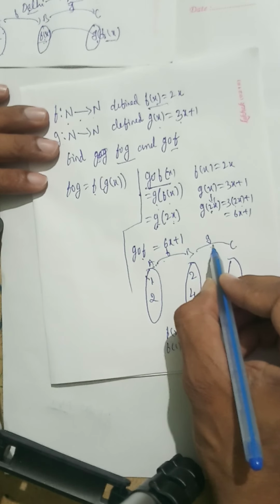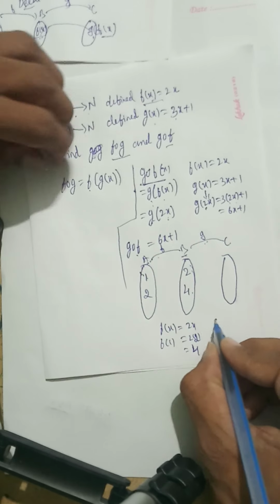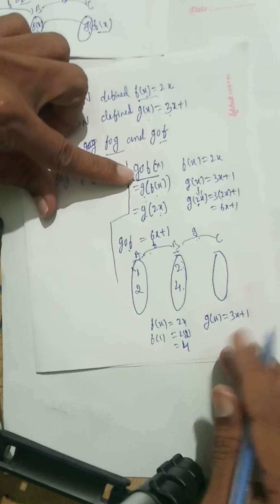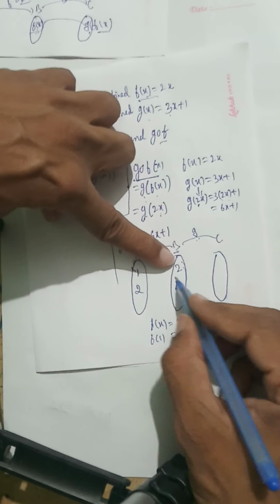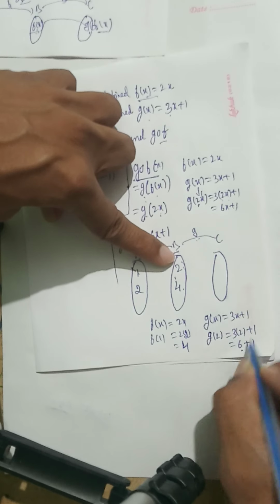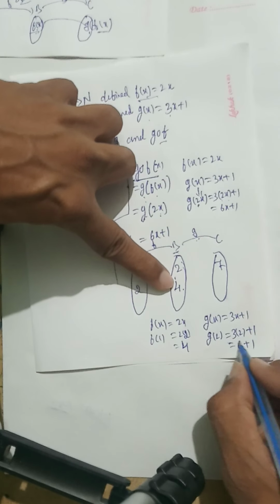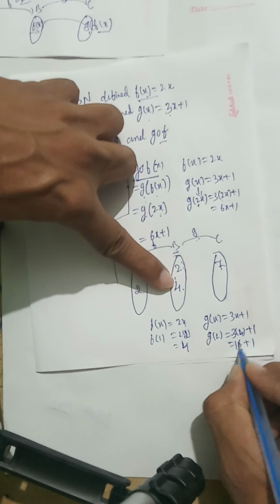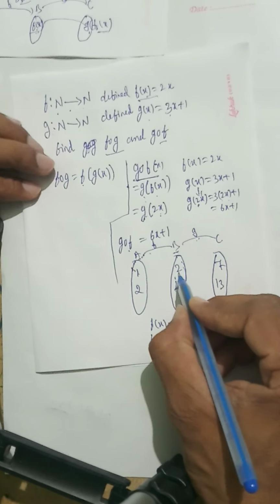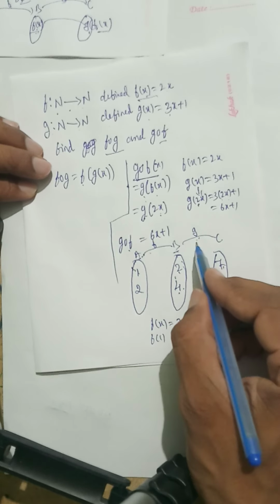Now for the g function, B acts as a domain. The g function is 3x plus 1. So g of 2: 3 2s are 6 plus 1, 7. By putting 4 here, 3 4s are 12 plus 1, 13. So for the input 2 we get output 7, and for the input 4 we get 13 for the function g.